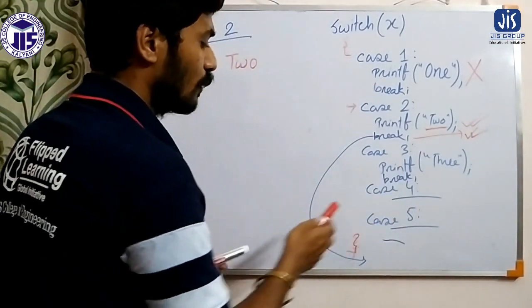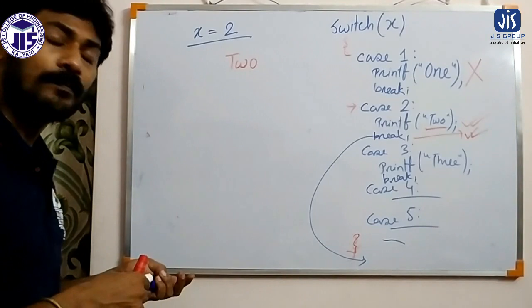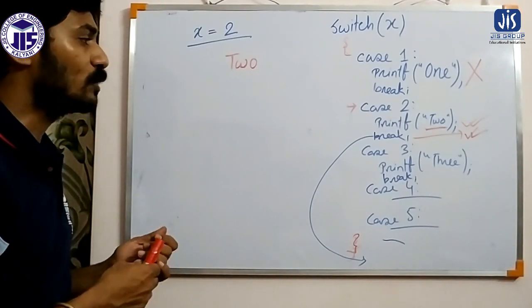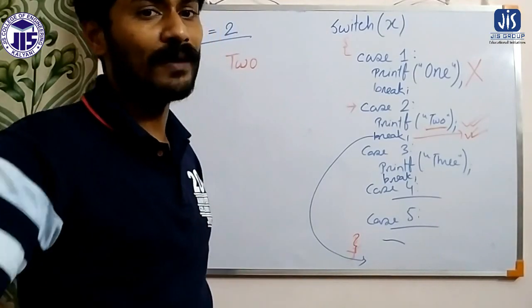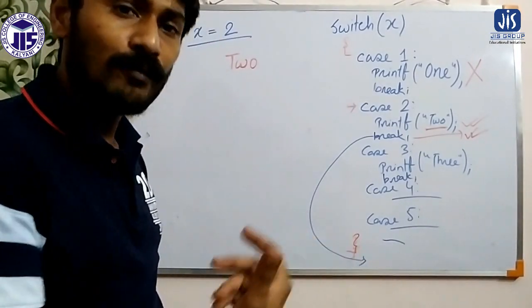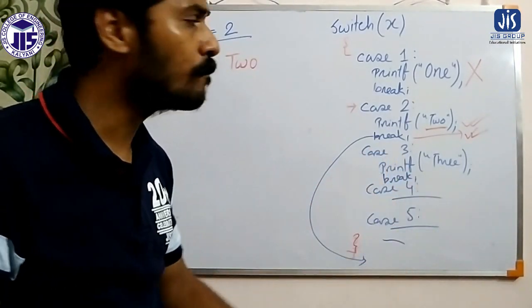So automatically all the following cases will get skipped and will not be executed. That's why here we use the break statement. Using the break statement, we can jump out of any loop, or jump out of any function, or jump out of any part of the program.